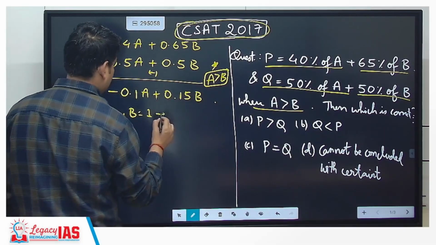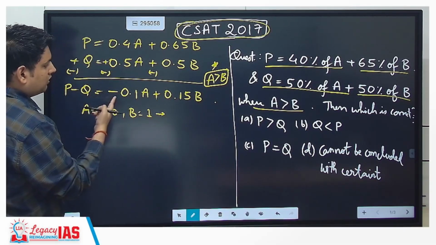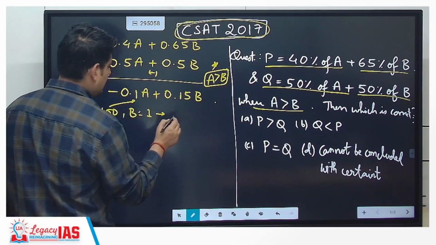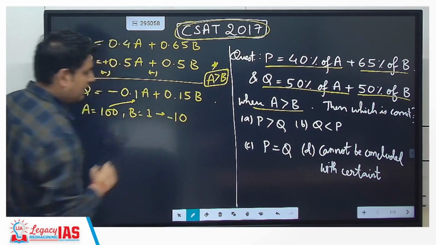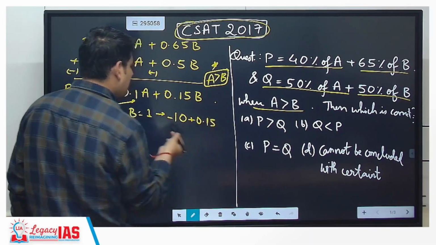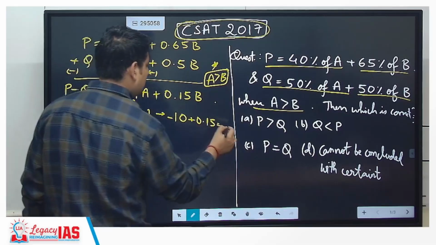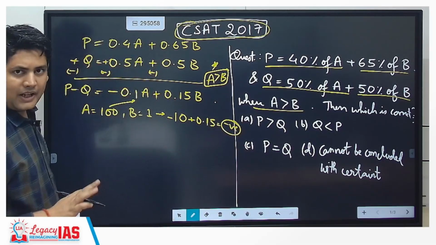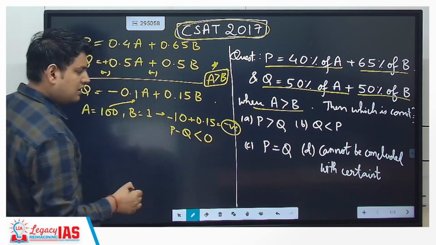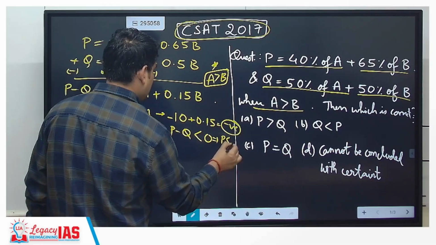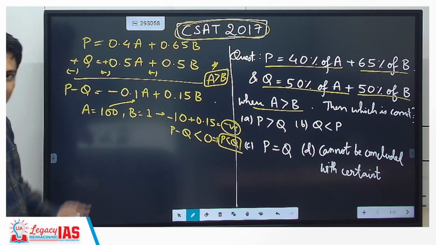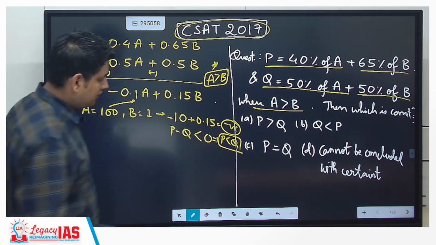Okay, let's try. Then what will I get as P minus Q? This is minus 0.1. Now in place of A I will put 100. What I will get is minus 10, and in place of B I put 1, I get plus 0.15. Now minus 10 plus 0.15 will give me a negative. Correct? So P minus Q is negative, that means it is less than 0. This implies Q is greater than P. Simple. This is when I took A equal to 100 and B equal to 1.